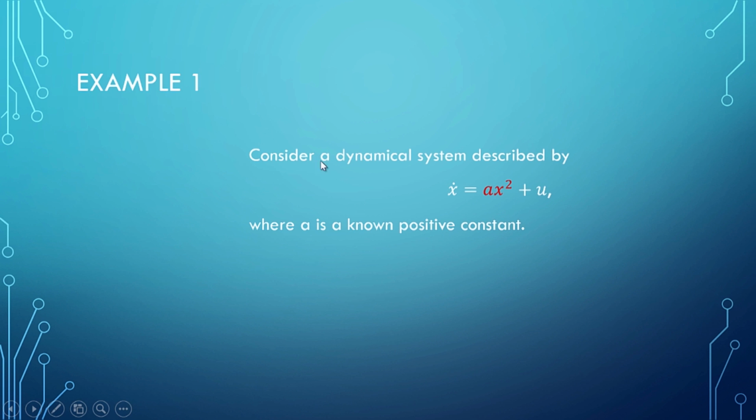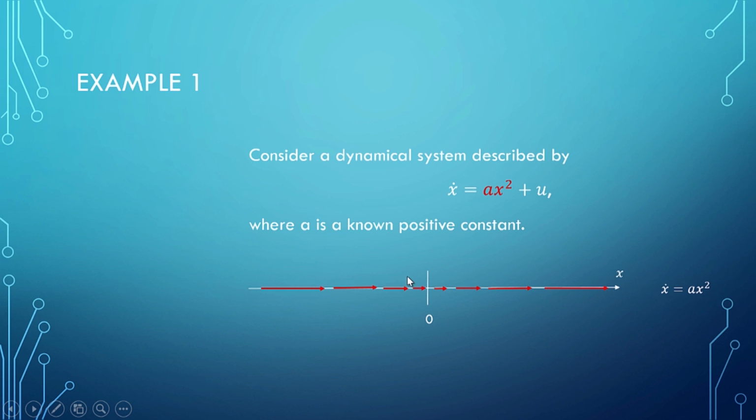Given a dynamic system described by x dot equal to ax squared plus u. U is the control input to be designed. A is a non-negative constant, for example 1 or 2 or whatever. If you don't design any control, the open loop dynamics is x dot equal to ax squared for u equal to 0, right? If you don't give any control.